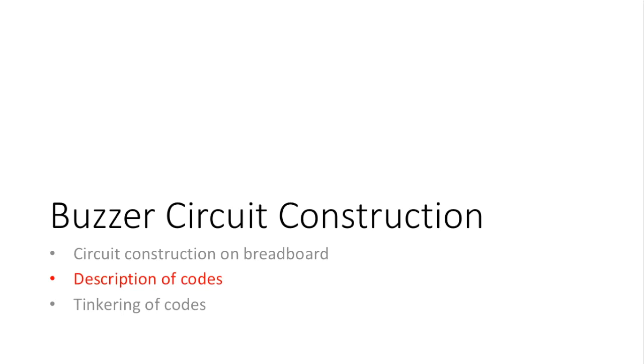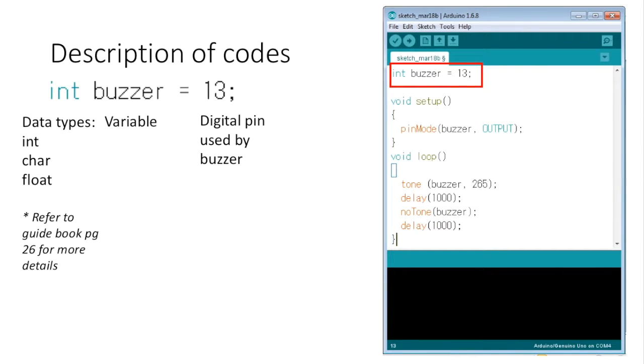Part 2. Puzzle circuit construction on description of codes. We will first declare the pin that the puzzle is connected to, which is pin 13. So 13 in this case is just an example. We can also use any other number like 12, 11 or so on.